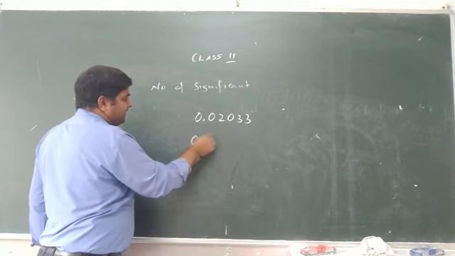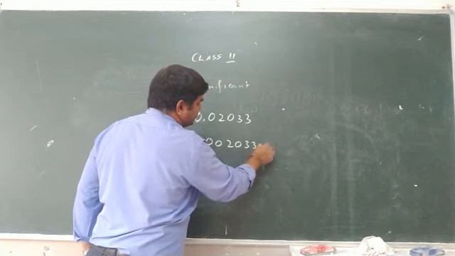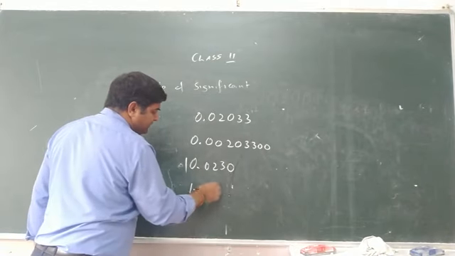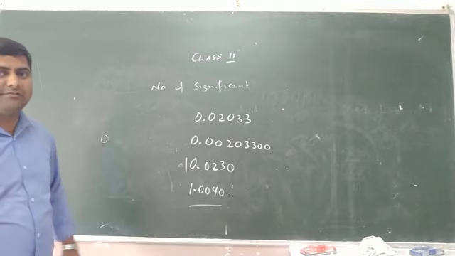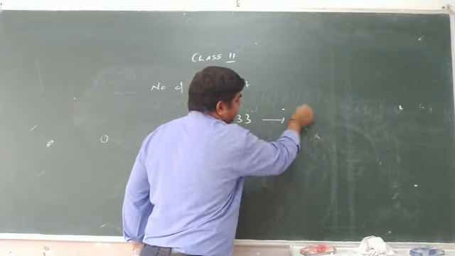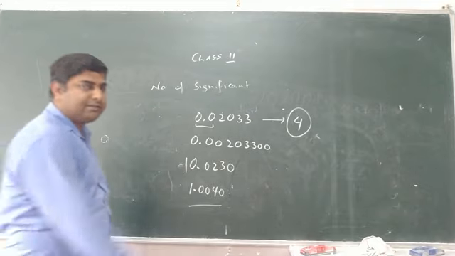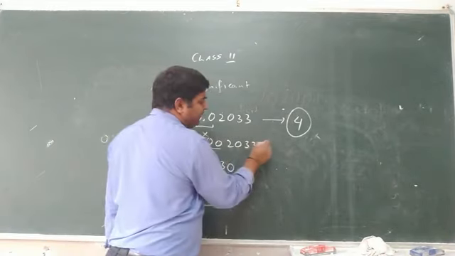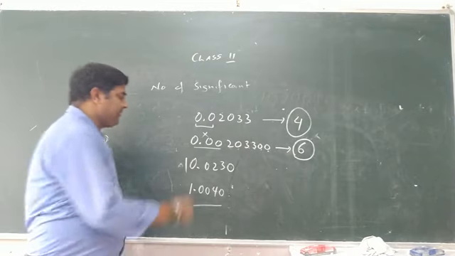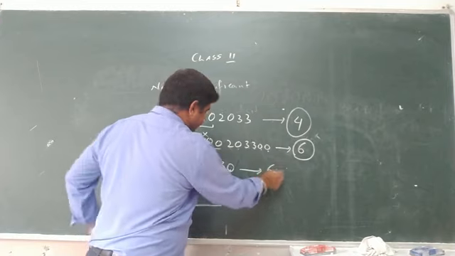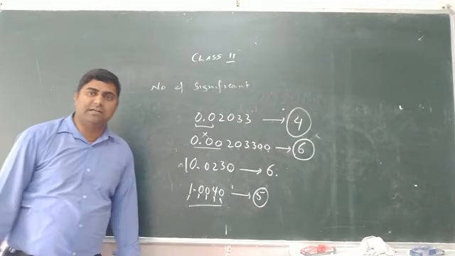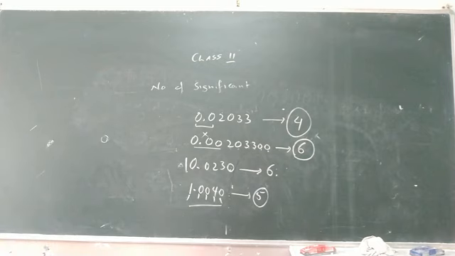We take the examples 0.02033, 0.00203300, 10.0230, and 1.0047. Now, how many significant figures do we have in this case? These zeros are not significant. 1, 2, 3, 4. We say it has 4 significant figures. How many does this have? These are not significant. 1, 2, 3, 4, 5, 6. It has 6 significant figures. Here, how many? 1, 2, 3, 4, 5, 6. And again it has 6. And this one has 1, 2, 3, 4, 5. 5 significant figures. So these are the ways to find significant figures.